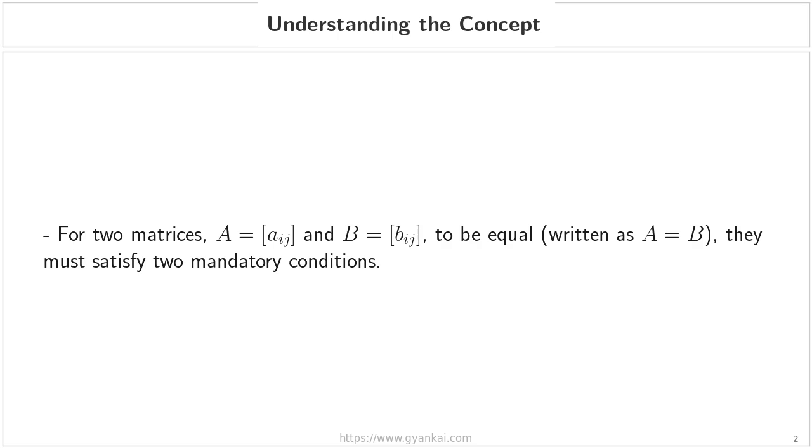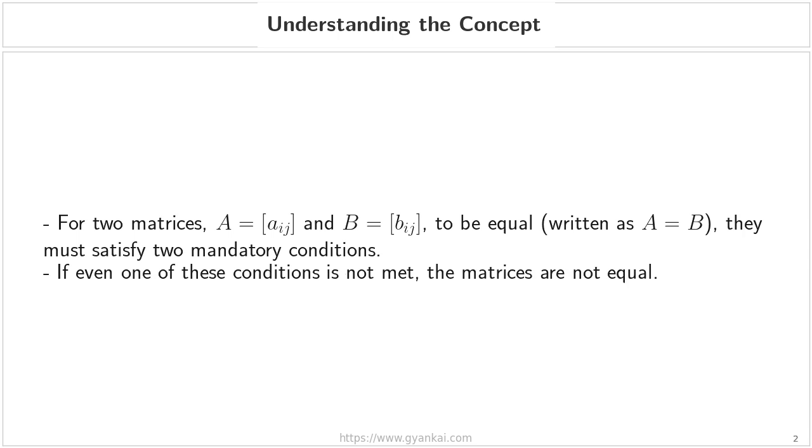Understanding the concept. Now that we have a general idea of what it means for two matrices to be the same, let's look at the formal requirements. For two matrices, matrix A, represented by elements A sub ij, and matrix B, represented by elements B sub ij, to be considered equal, which we write simply as A equals B, they must satisfy two mandatory conditions. It is important to note that these conditions are non-negotiable. If even one of these two requirements is not met, the matrices are automatically not equal, regardless of any other similarities they might share. In the next few slides, we will break down exactly what these two conditions are.